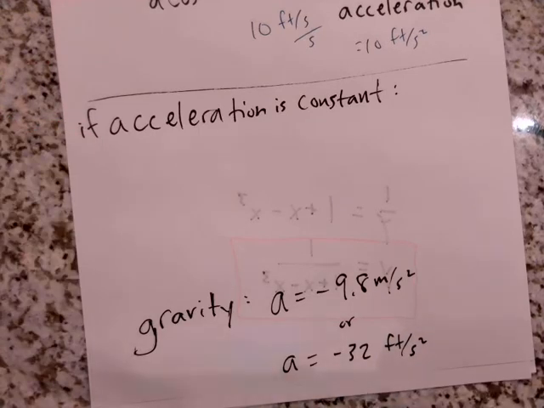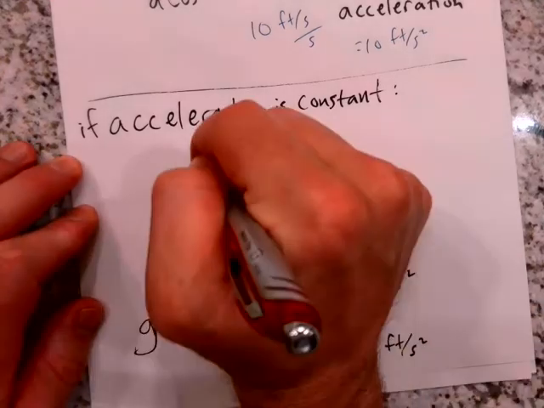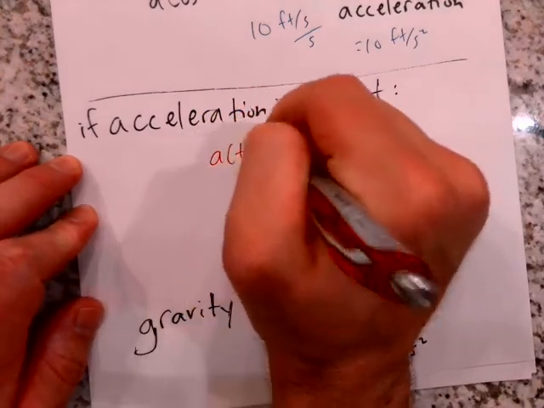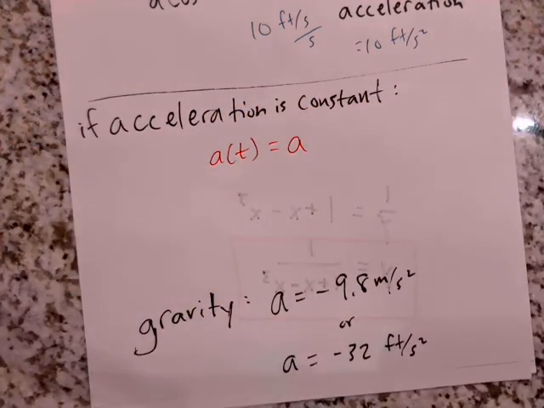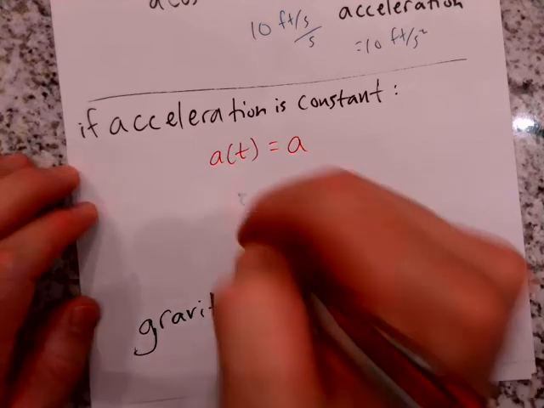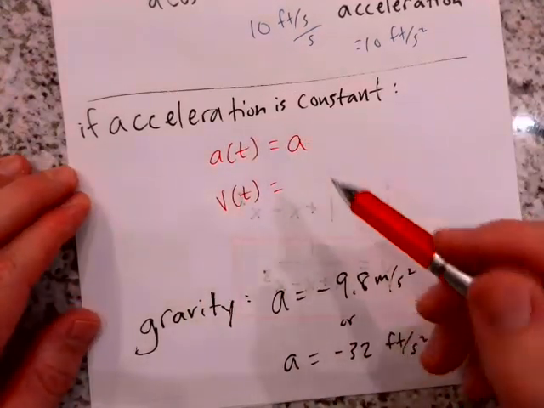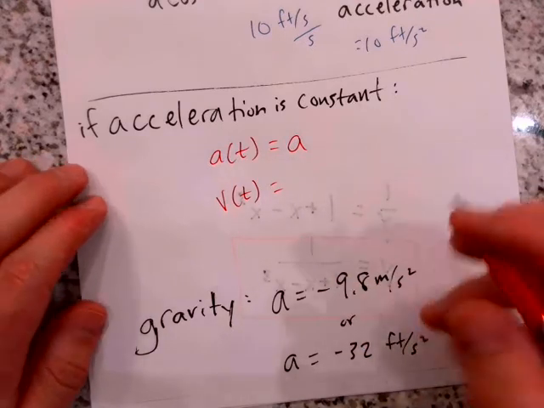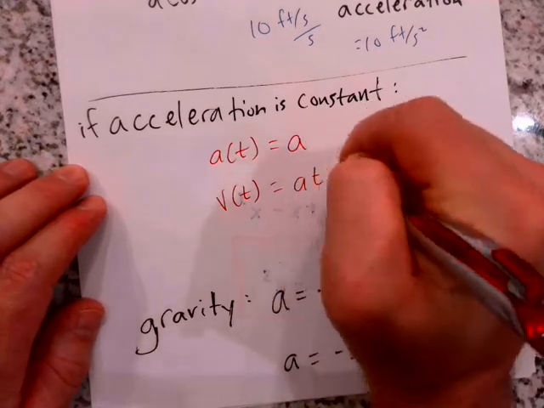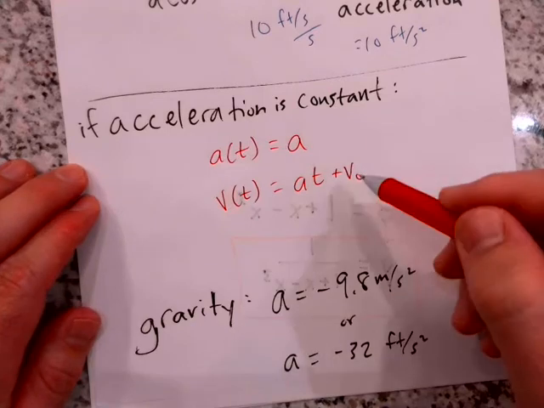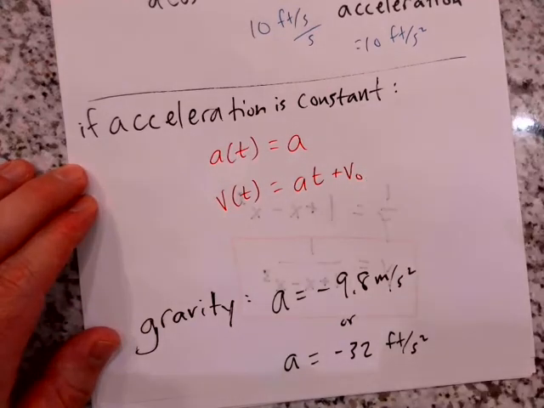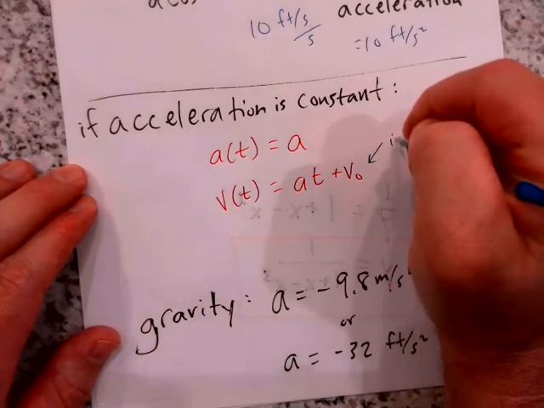That is the acceleration due to gravity if you ignore wind resistance and all that fun stuff that makes reality real. But if acceleration is constant, then you start off with that. Acceleration is a, where a is the constant. And to find the velocity function, you would integrate that. That is a differential equation. You would integrate that, and it gives you at plus v naught, where the v naught is your plus c, v naught is your initial velocity.